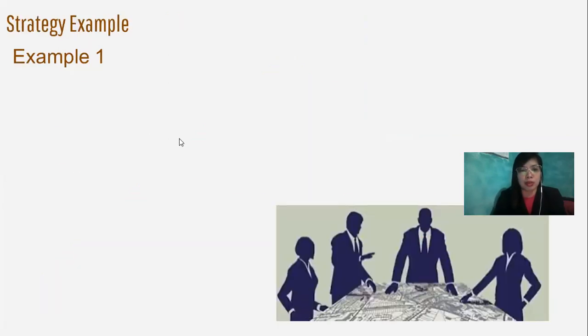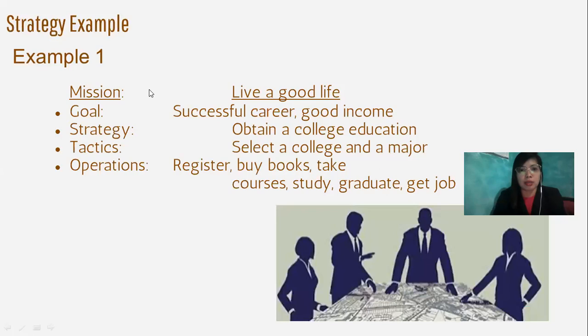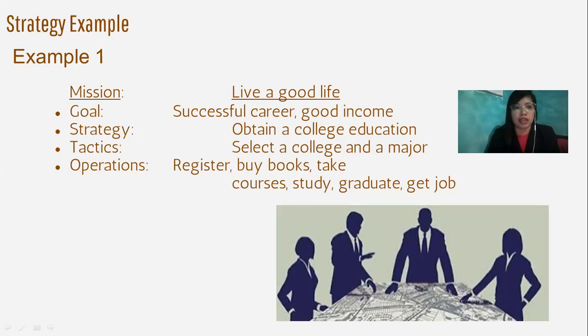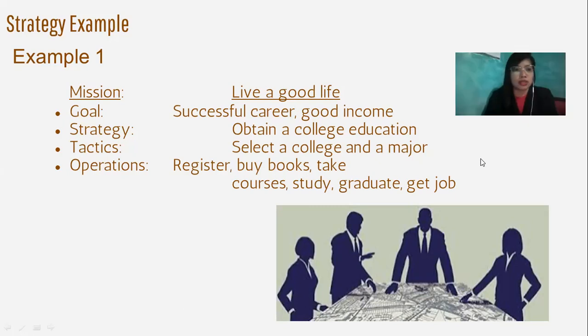First example: the mission is to live a good life. For the goal, a successful career. For the strategy, to obtain a college education. For the tactics, select a college and a major. And for the operations, register, buy books, take courses, study, and get a job. So this is how you live a good life.